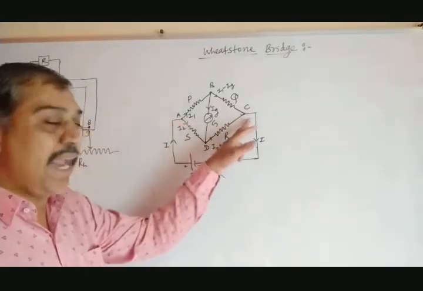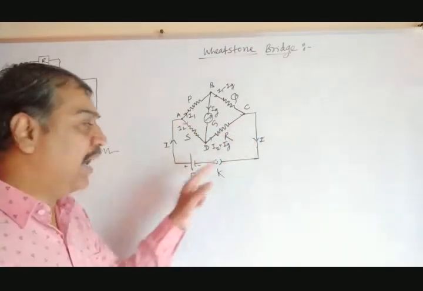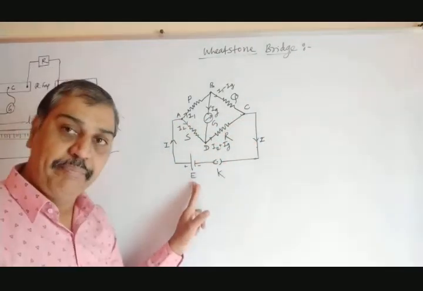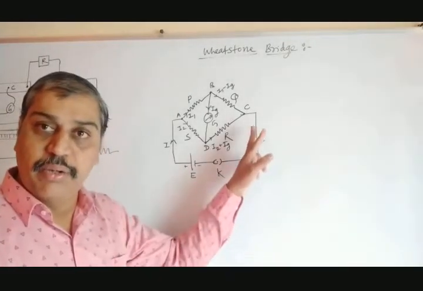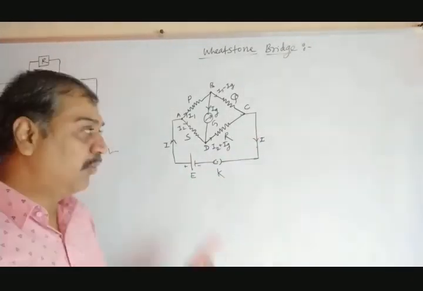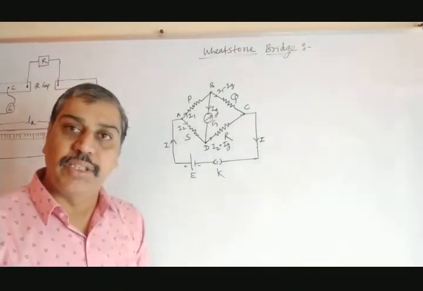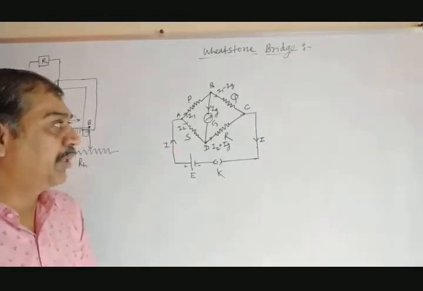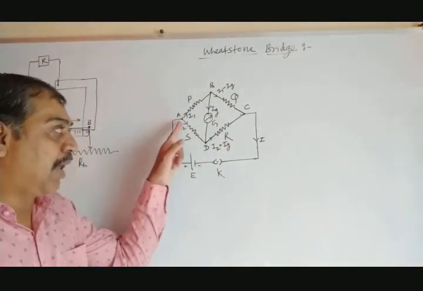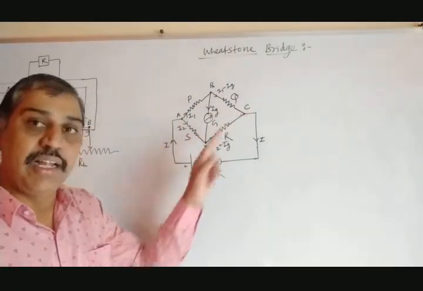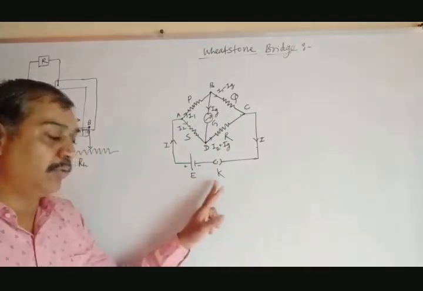And the two diagonals A and C of the quadrilateral are connected to battery E and key K, with one terminal connected to the other diagonal C. So this is nothing but a simple construction of the Wheatstone Bridge. The Wheatstone Bridge consists of four resistors connected in a quadrilateral.